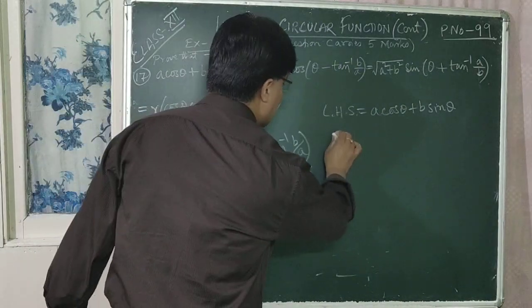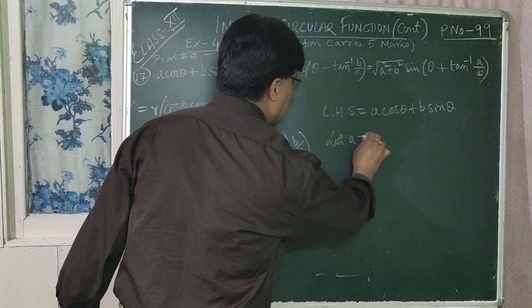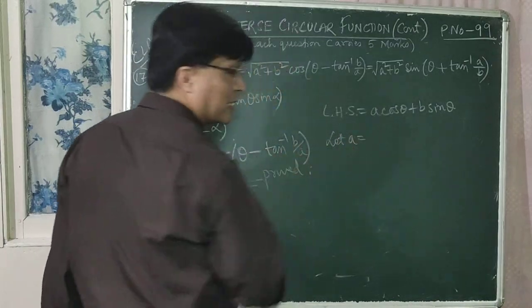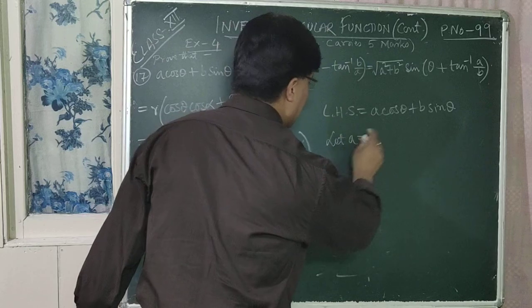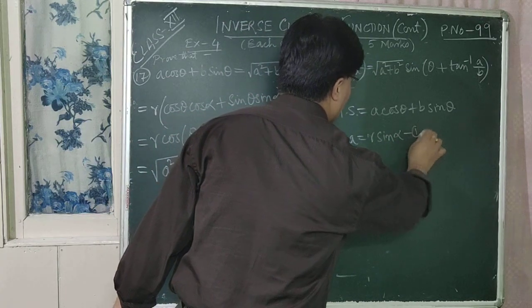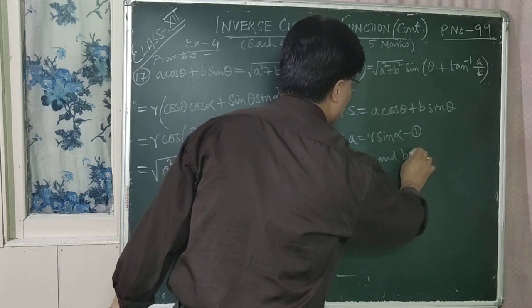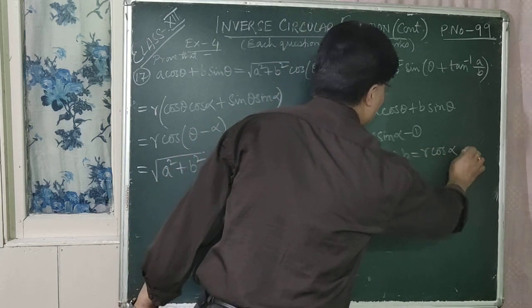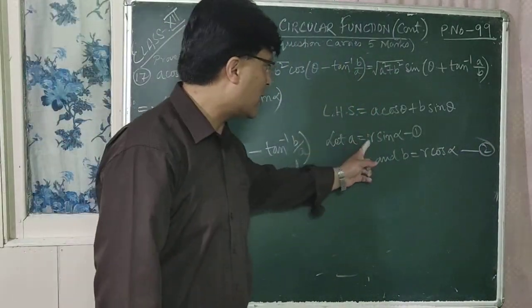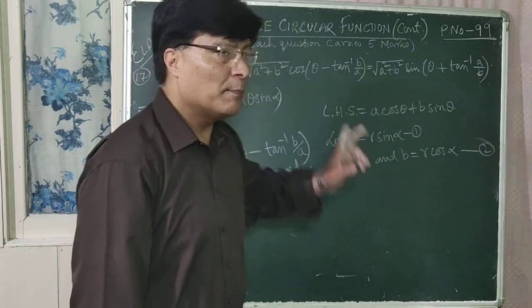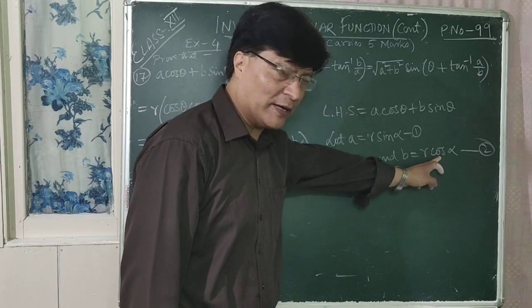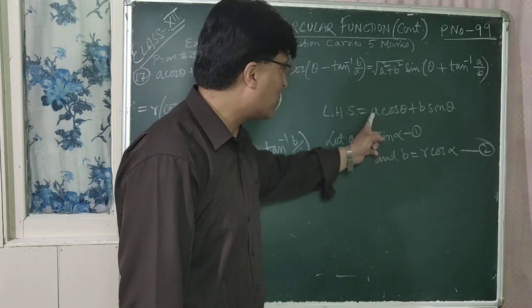Okay? So in this case, let us put, let a is equal to r sine alpha. Let us mark it number 1, and b is equal to r cos alpha. This is number 2. In the first case, we put a is equal to r cos alpha and b is equal to r sin alpha. But in this case, we are putting a is equal to r sin alpha and b is equal to r cos alpha.